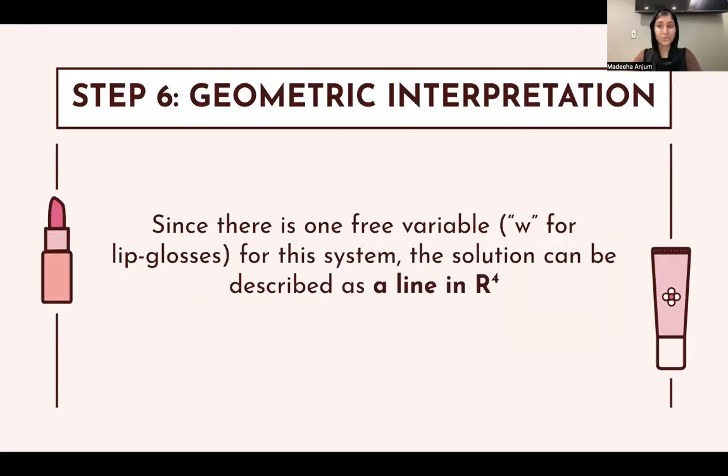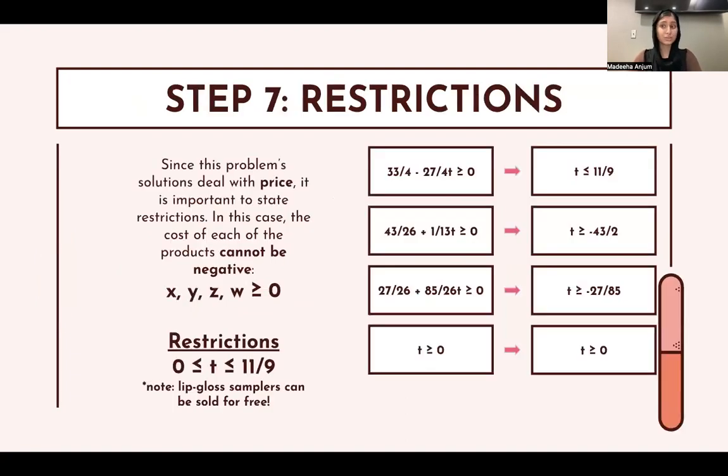Since this system has only one parameter, T, and 4 variables, we can say that the solution geometrically is a line in R4. We then need to address our restrictions for this problem because price can't be a negative value. X, Y, Z, and W all have to be greater than or equal to 0. So we can take the parameterized equations from before and form inequalities, solving them to determine that in order to prevent negative prices, T has to be greater than or equal to 0 and less than or equal to 11/9.